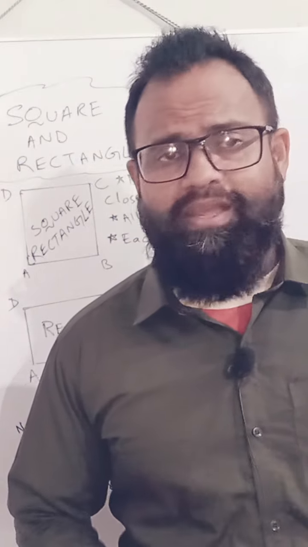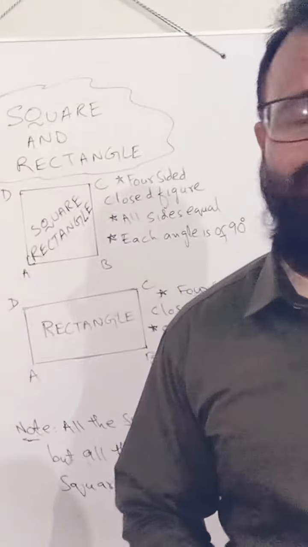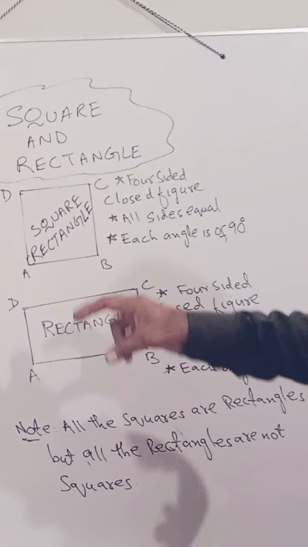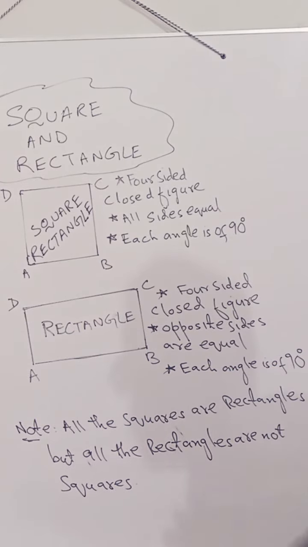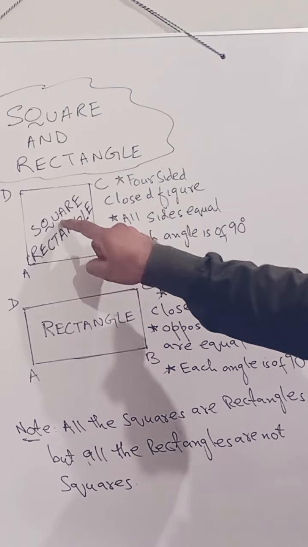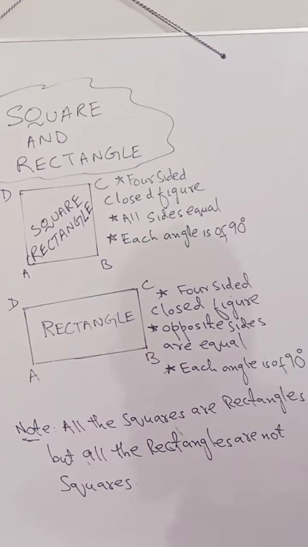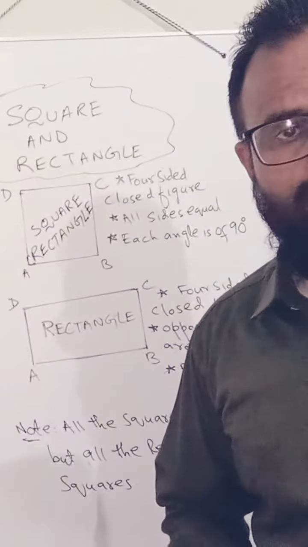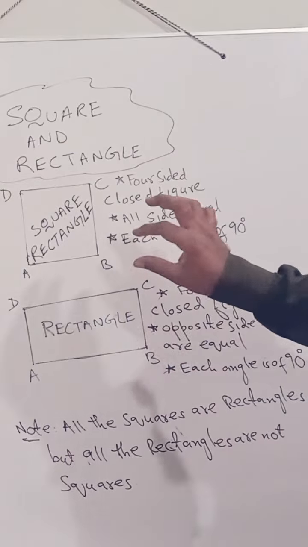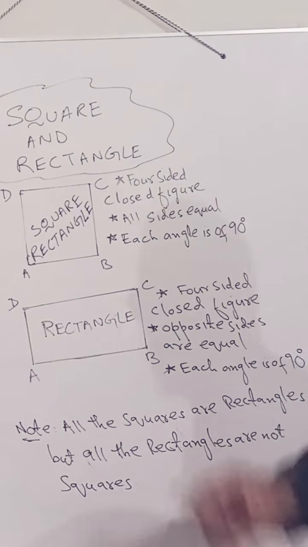Today I will make you understand the difference between square and rectangle. If you consider these two figures, in the first figure it is written square and rectangle, and in the second figure only rectangle is written. So I will make you understand the definition of square.